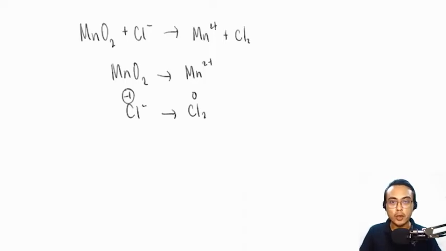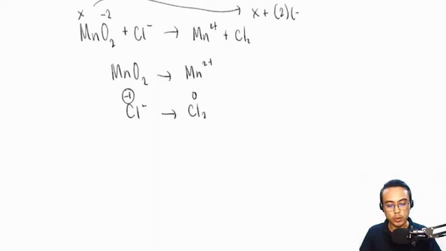We know that the oxidation state of oxygen in this case is -2, but we do not know that of the manganese. So let us represent it as x, and then let's perform algebra to solve for the value of x. That would be x plus 2 times -2 is equal to 0. Therefore, x is equal to +4. We now know that the oxidation state of manganese in the reactant side is +4.